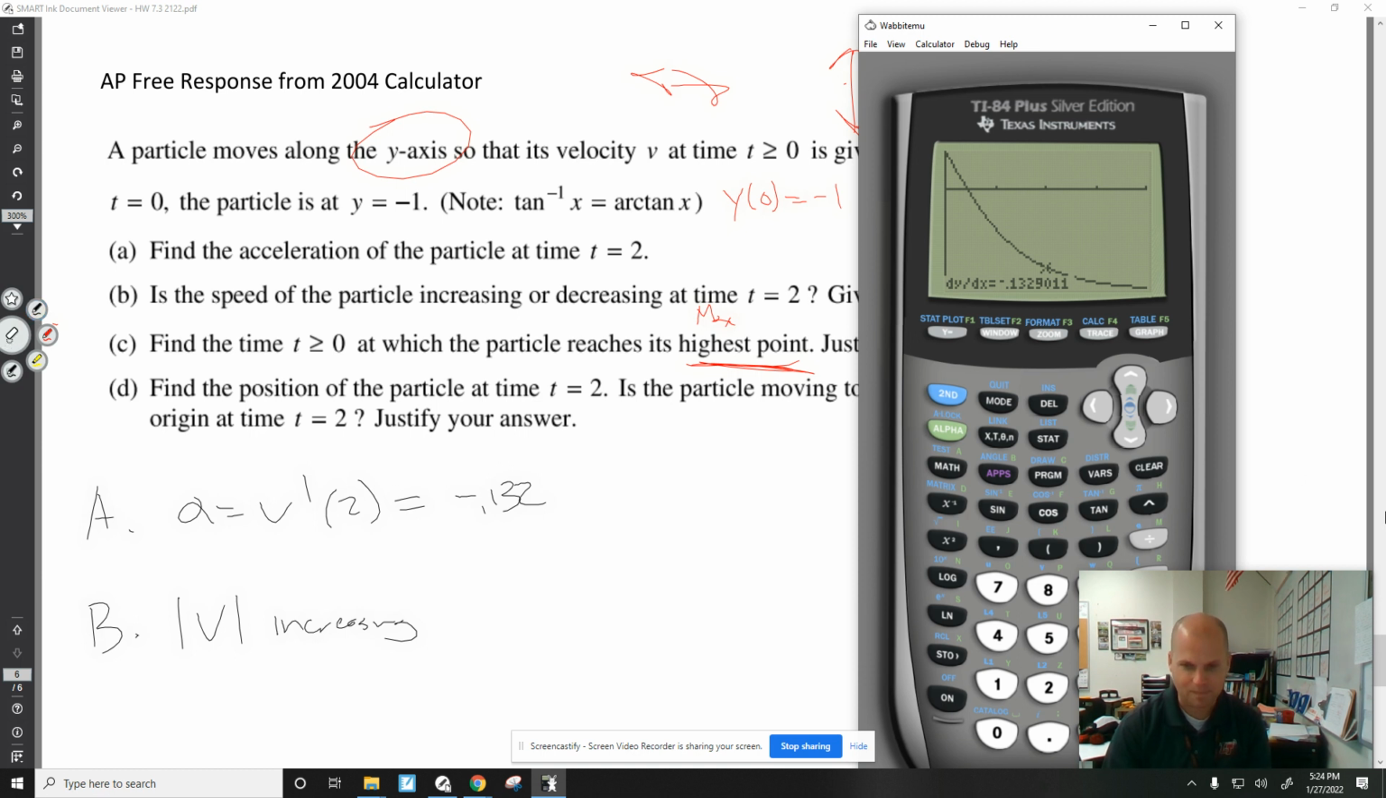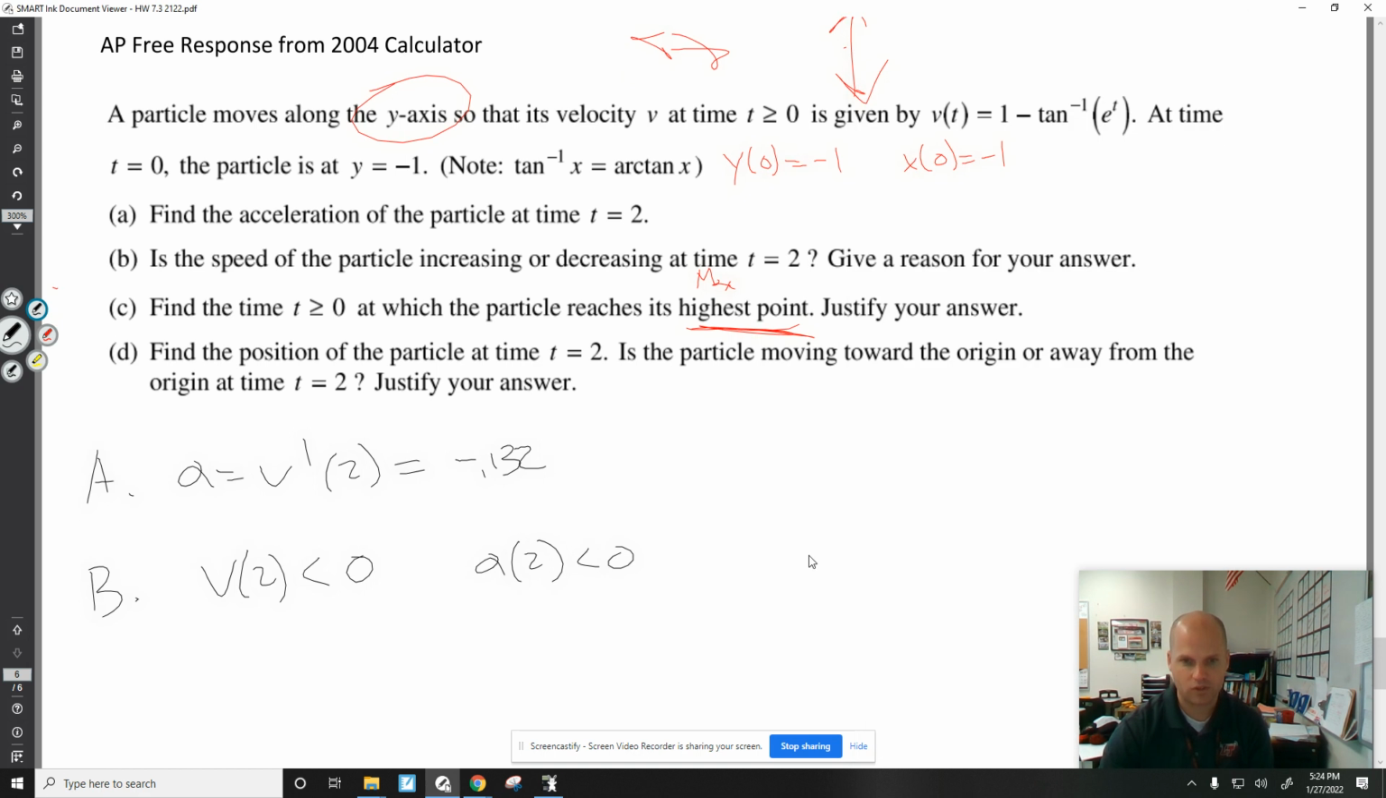I don't know if they'll accept that. Why don't we just stick to v of 2 is negative? Why is that? If this is velocity, that's a negative value. And we already know a of 2 is negative. So the signs are the same. We're going the same direction. Speed is increasing. Your velocity values are negative, getting more negative. I don't know if they'd accept that. I have to talk to Faker about that.